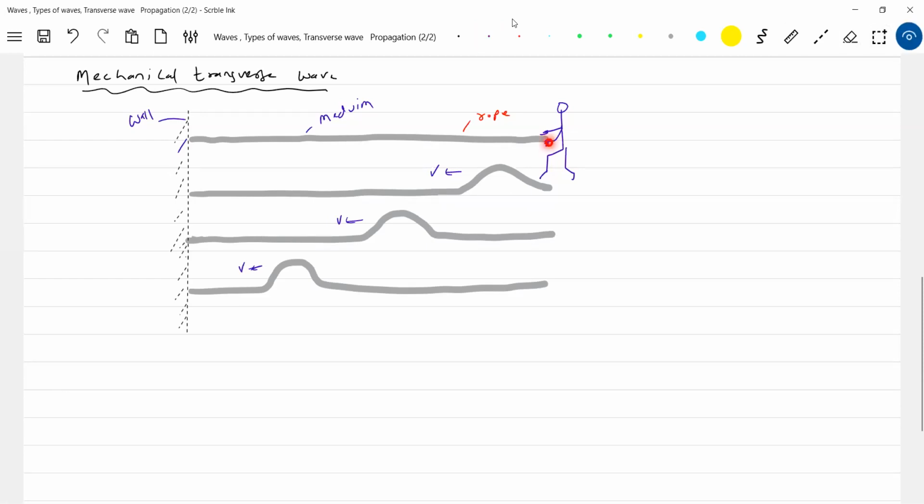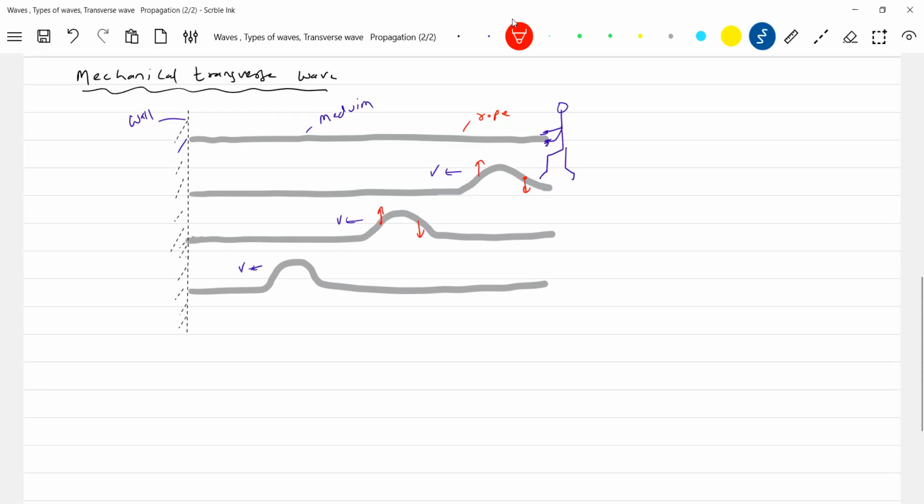Now you are given a disturbance here. The disturbance at some time will be here, after some time will be here, after some time will be here. And the particles of the medium, how do they move? So this will move up, this will move down. So the particles of the medium will be moving up and down.